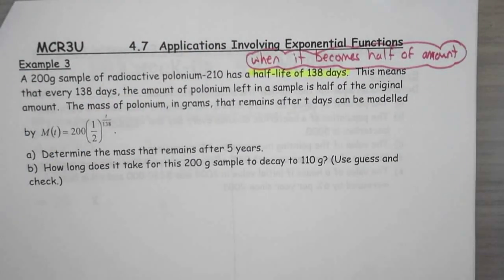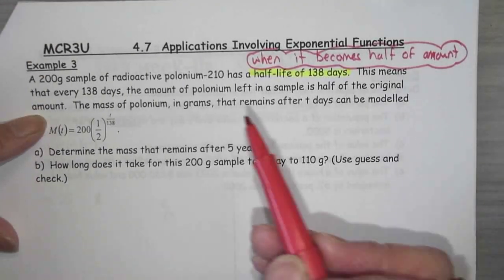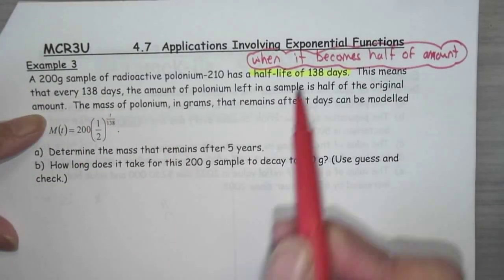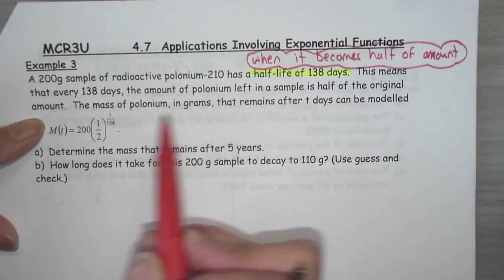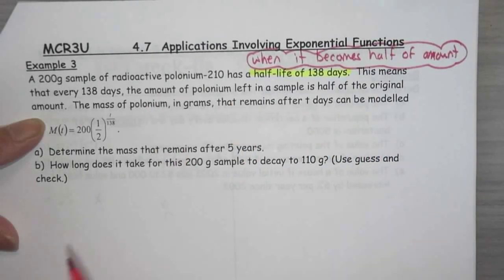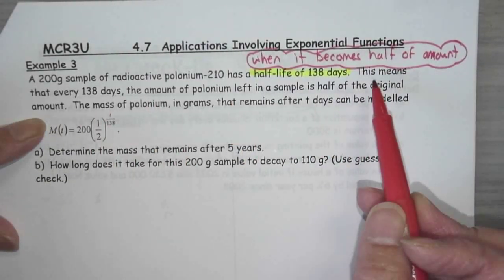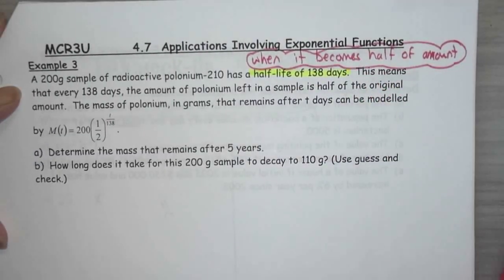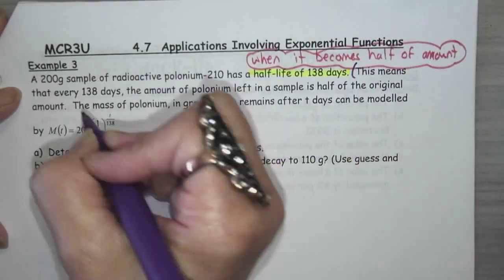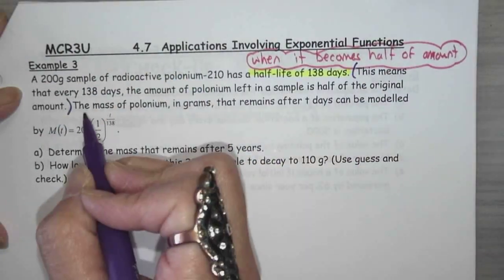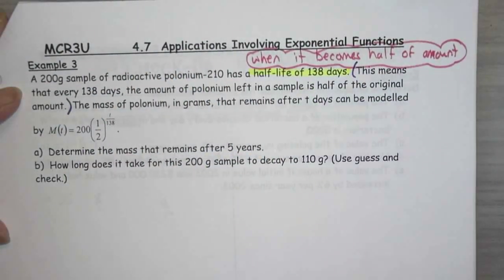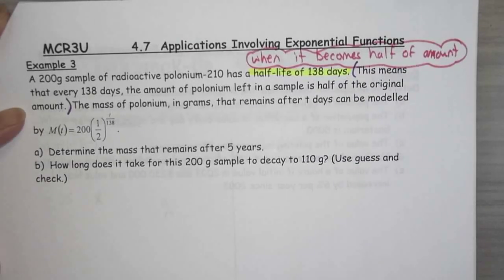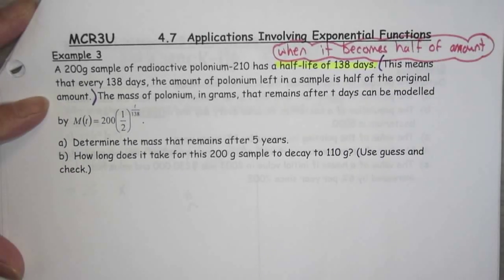Then it says every 138 days, the amount of polonium is half the original amount. Make sense? Sometimes this sentence is not put in anymore, so this is for our example, and we might not put this sentence in on an evaluation. They leave that off, and they go to the mass of, and they're assuming you now know what half-life is, after doing homework and the notes.